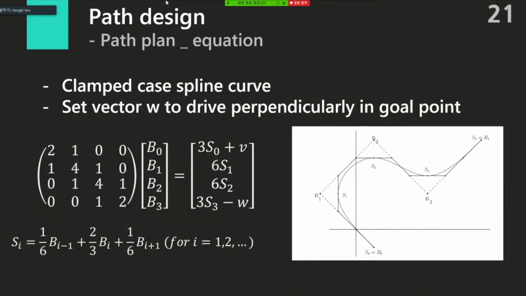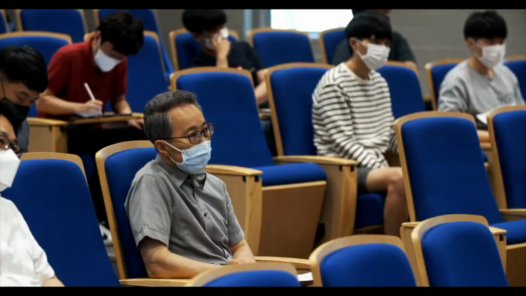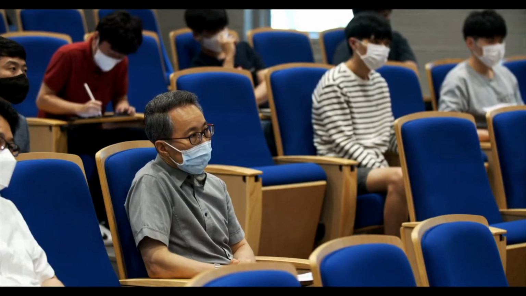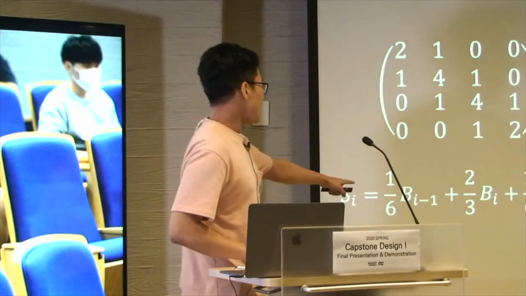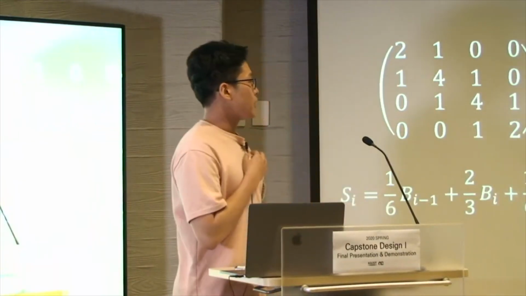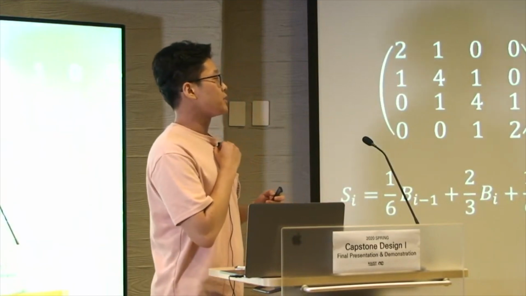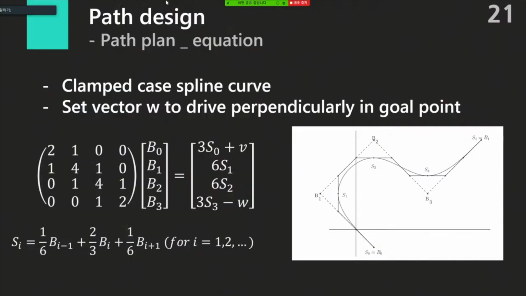So this is the path planning equation. It's a clamped B-spline curve, where we use quadratic ones, cubic ones, and then over here, we get the B matrix by inverting this equation. So S points depict the waypoints we go through, and the B points are the control points of the B-spline curve.